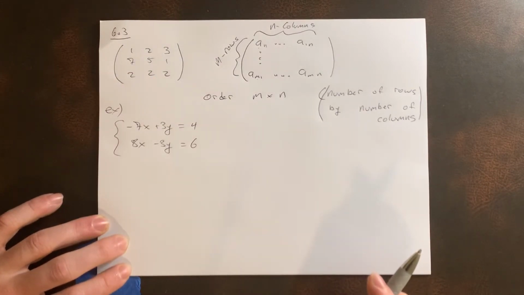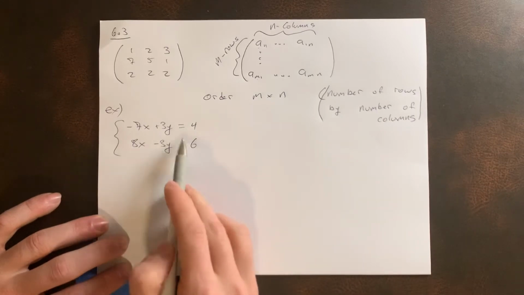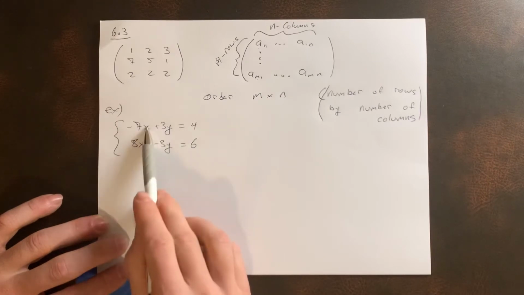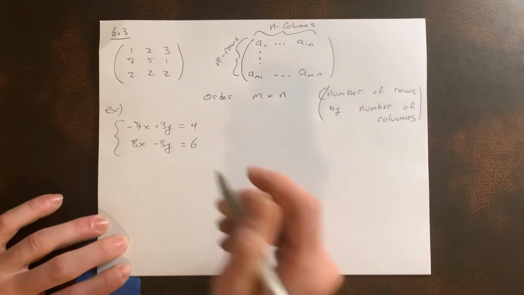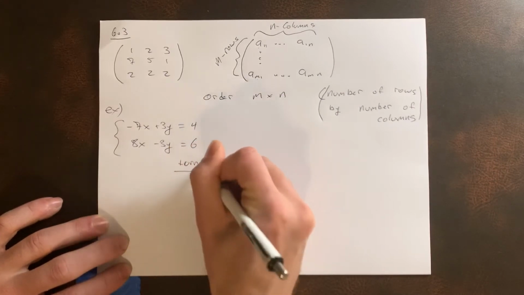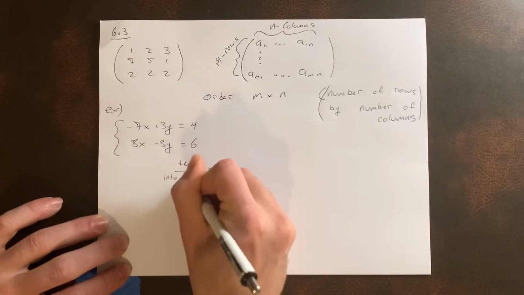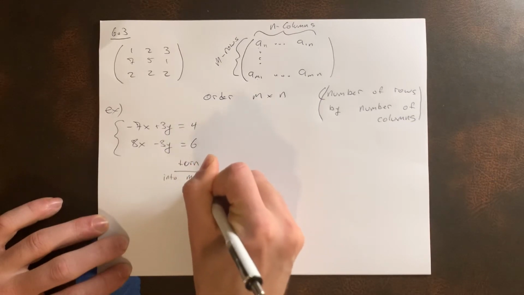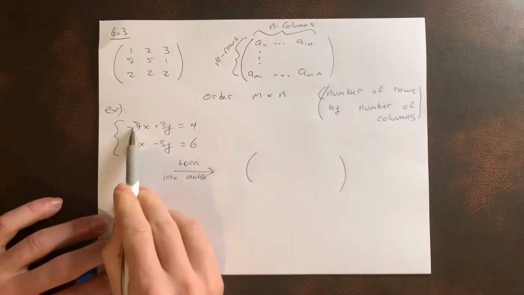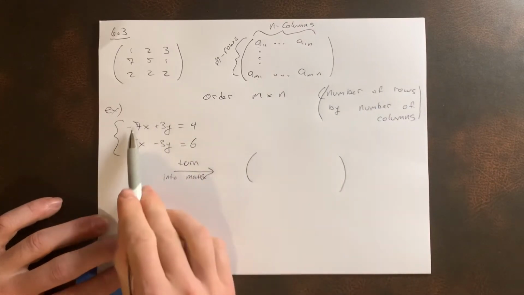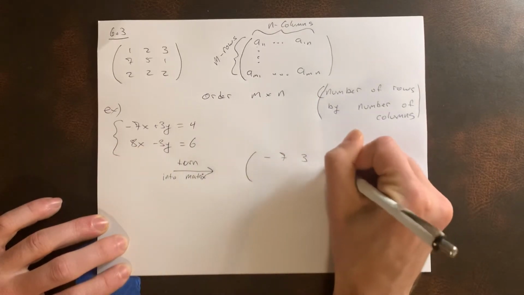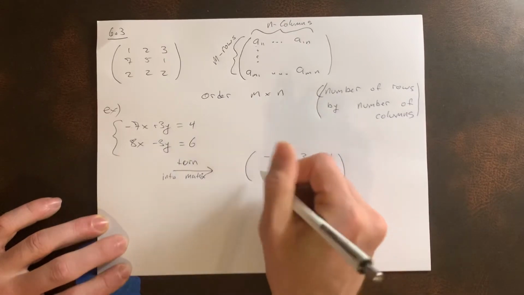So we can transform this to make it look like a matrix. All we really do is get rid of the equal signs and all these variables. What I mean by that is, if we want to turn this into a matrix, we write these big parentheses, and all the numbers we see from the left to the right, we write in here. So minus 7, 3, 4. And then 8, minus 3, 6.